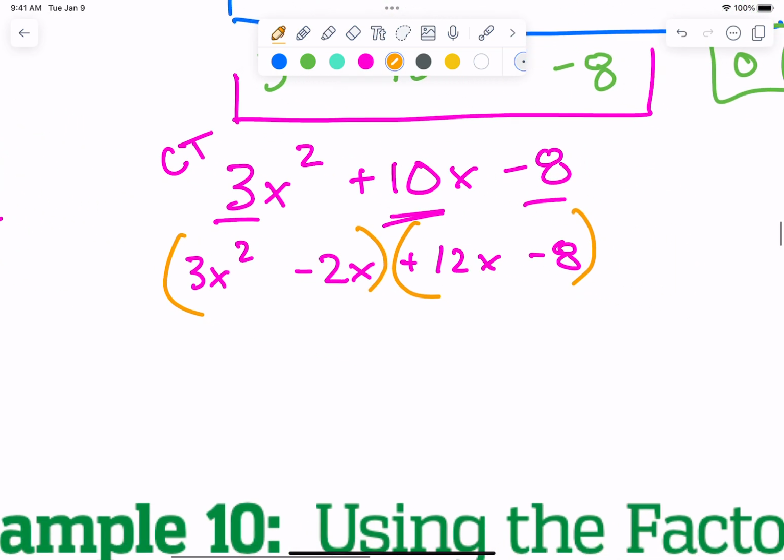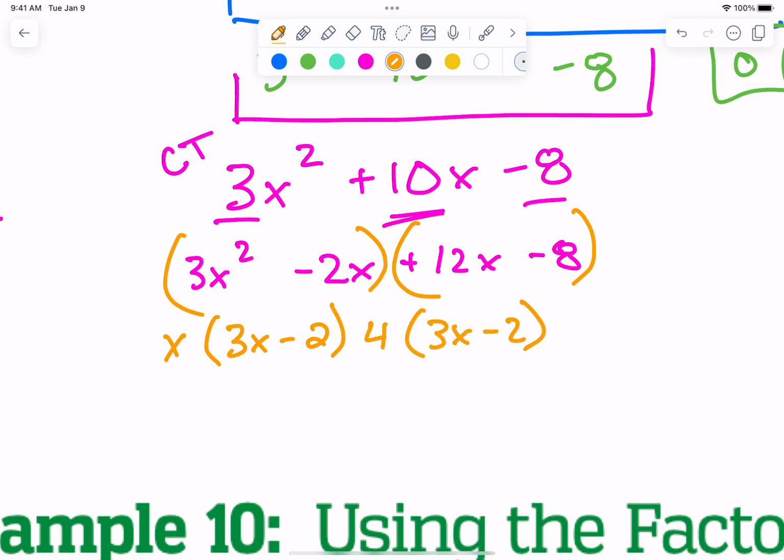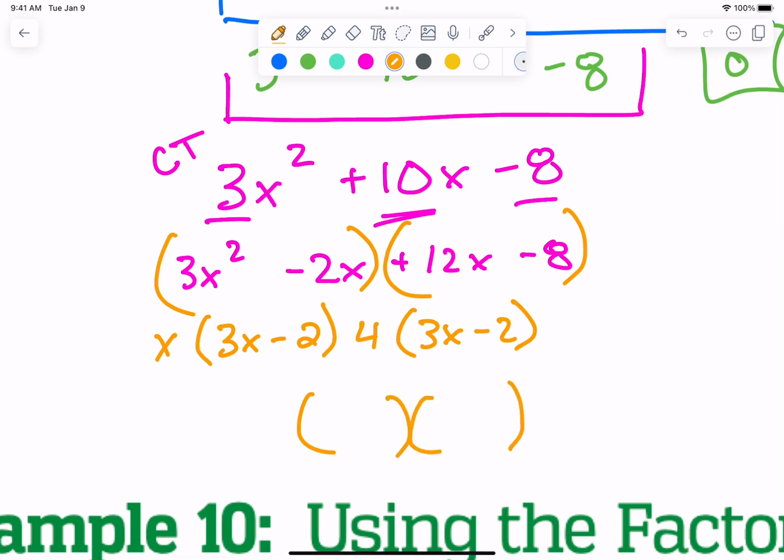Okay, what are you going to pull out? Just an x, and I have 3x minus 2. Okay, what do you pull out of the second piece? A 4, and left over is 3x minus 2. So my two bubbles, Chloe, pause. Okay, I'm pausing.